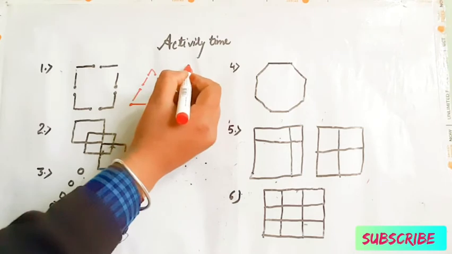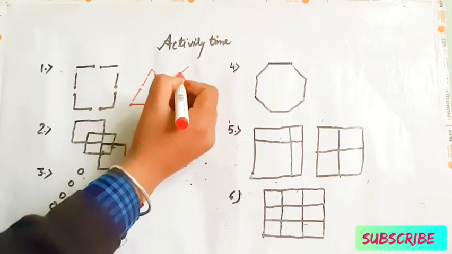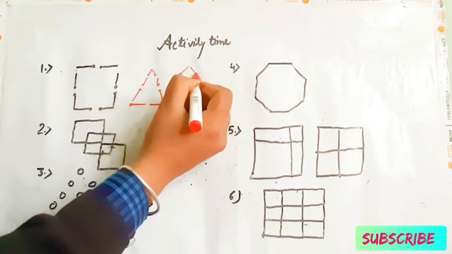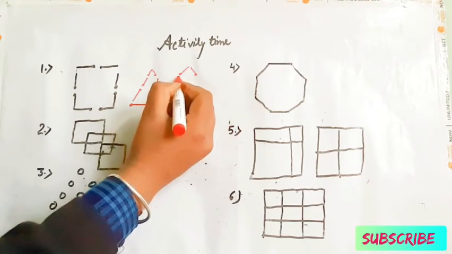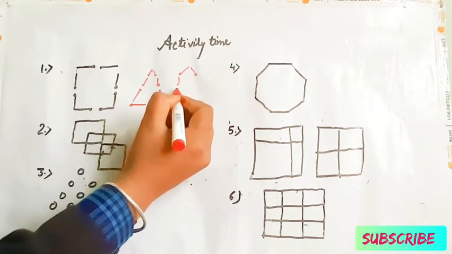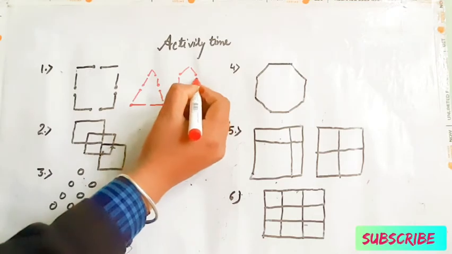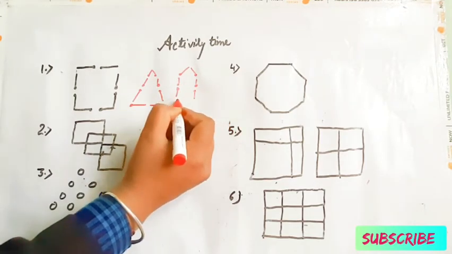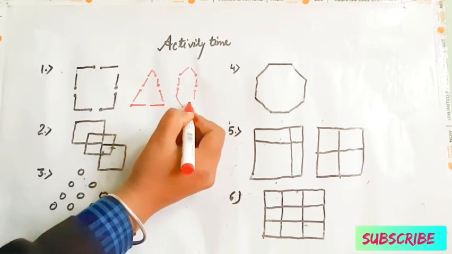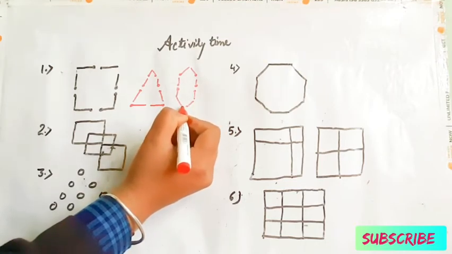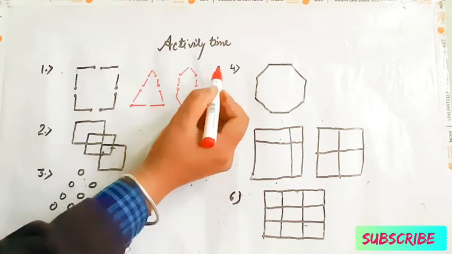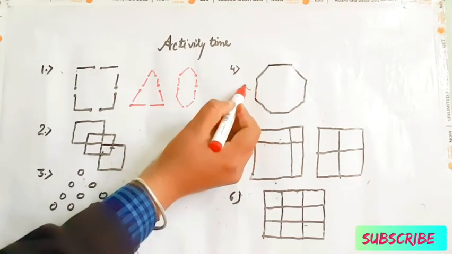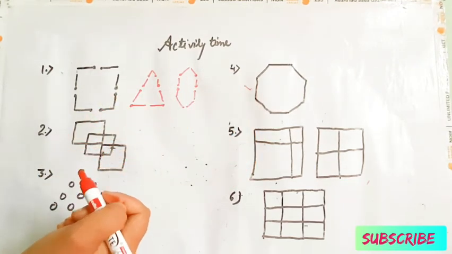Then in the same way we can frame a hexagon also. 2 are placed here, then 4 here, then 2 more here. This is a hexagon. Next one is an octagon. So this type of figure will be there for the next one.